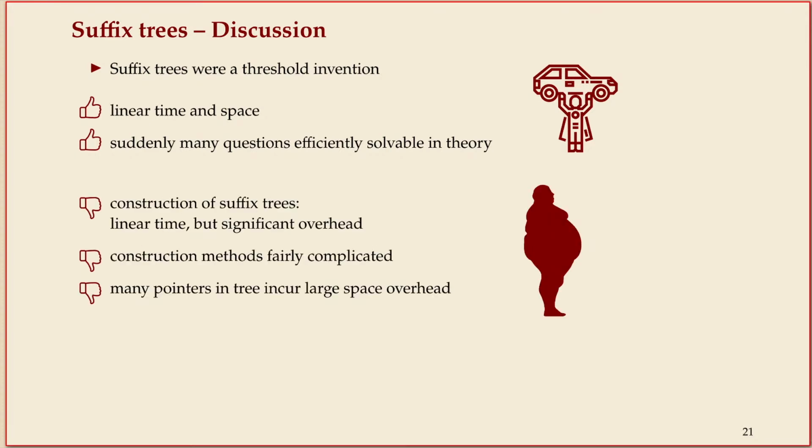From a practical perspective, there's still a few things that are leaving wishes open. The original algorithms for constructing suffix trees, while they were linear time in theory, were still relatively slow and also complicated to implement and to explain. And the suffix tree itself, because it's this tree with potentially many children, it's a little less obvious how to represent it space efficiently. Think about it that way.